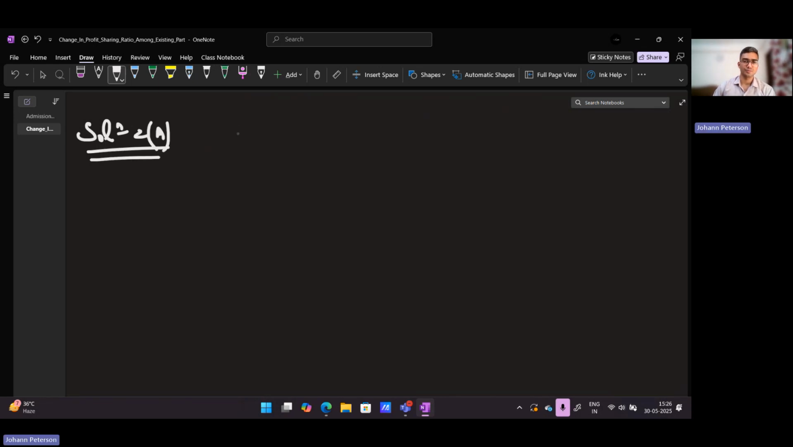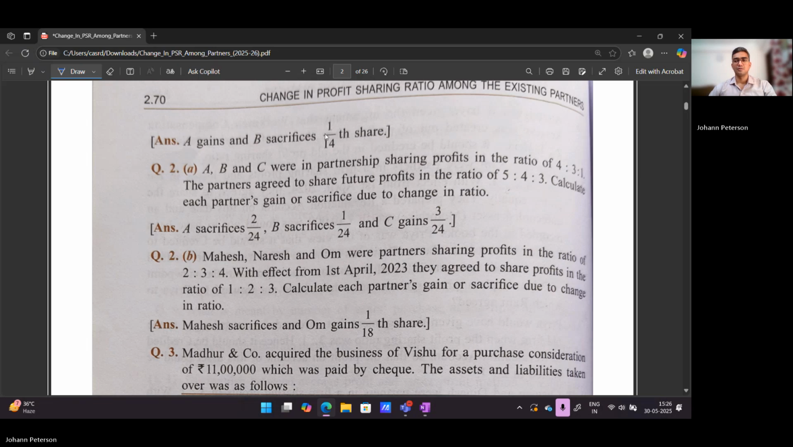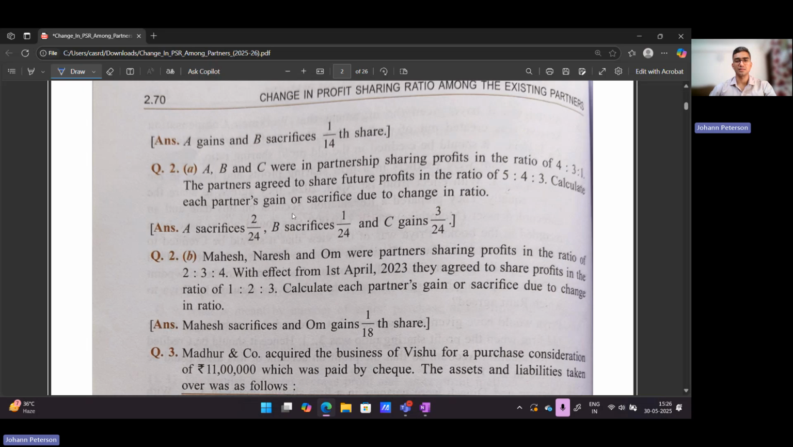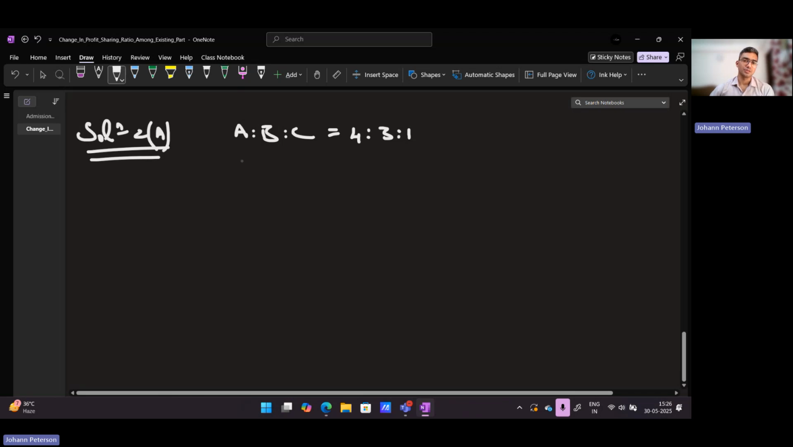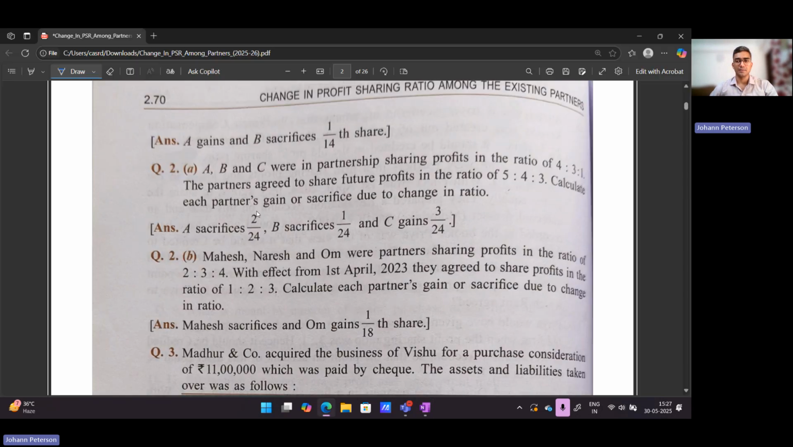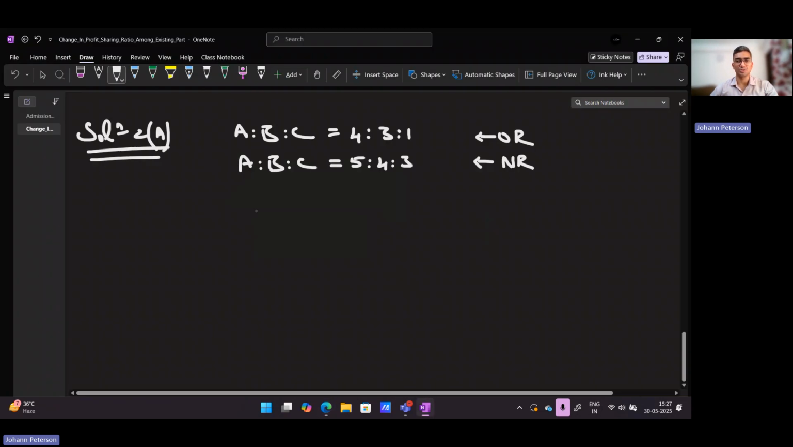Question 2.A. A is to B is to C is 4:3:1. Then it says that the partners agreed to share future profits in the ratio 5:4:3. So the new ratio A is to B is to C is 5:4:3. This is the new ratio. This was the old ratio. The question is saying calculate each partner's gain or sacrifice due to the change in the ratio.